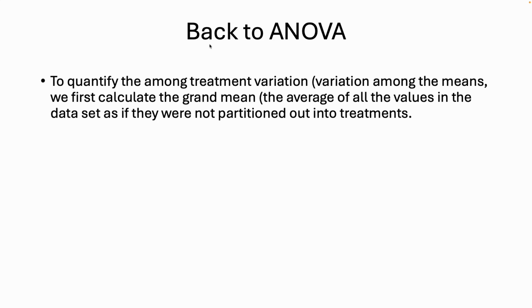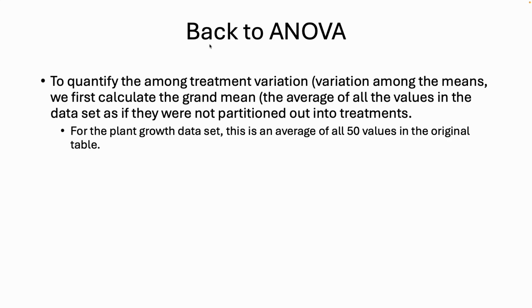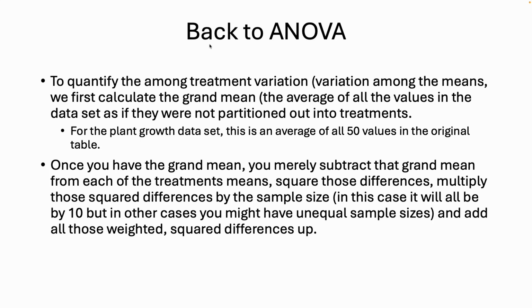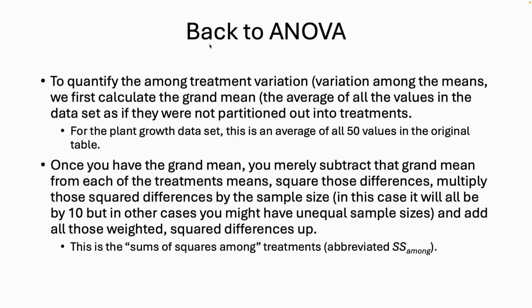To quantify among treatment variation, we just do kind of the same thing, but we begin with the grand mean, which is the average of all the values in the data set as if they were not partitioned out into treatments. For the plant growth data set, this is an average of all 50 values in the original table. Once you have the grand mean, you merely subtract that grand mean from each of the treatment means, square those differences. Once you've done that, you then have to multiply those squared differences by the sample size. So there's a weighting, and then you add all those weighted squared differences up. This is the sums of squares among treatments.